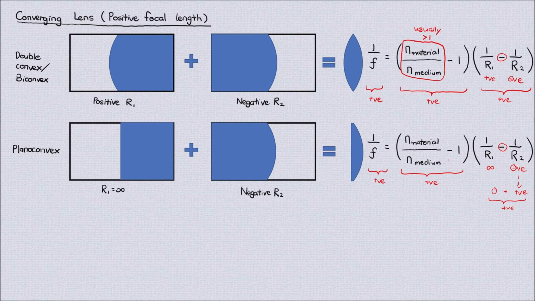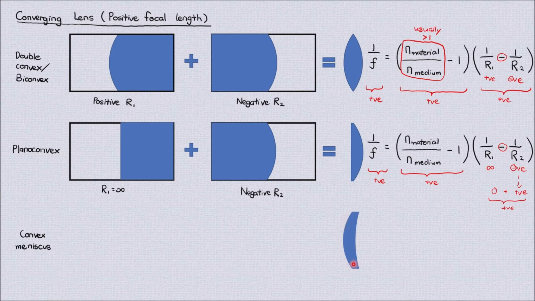Therefore, f should be positive as well. Okay, everything still follows according to our prediction here. So let's look at another converging lens, which is a convex meniscus. Okay, convex meniscus is quite an interesting lens because it's made of two surfaces.